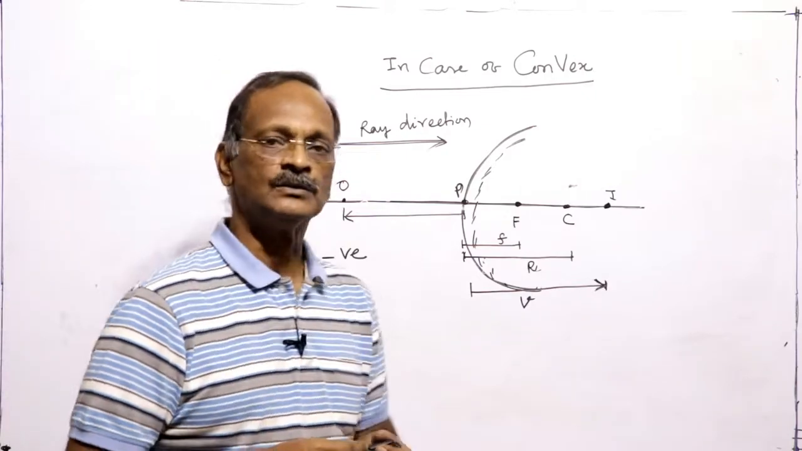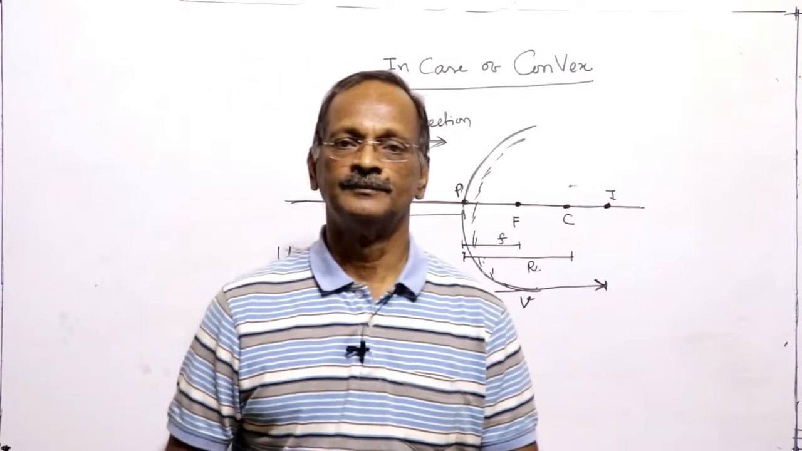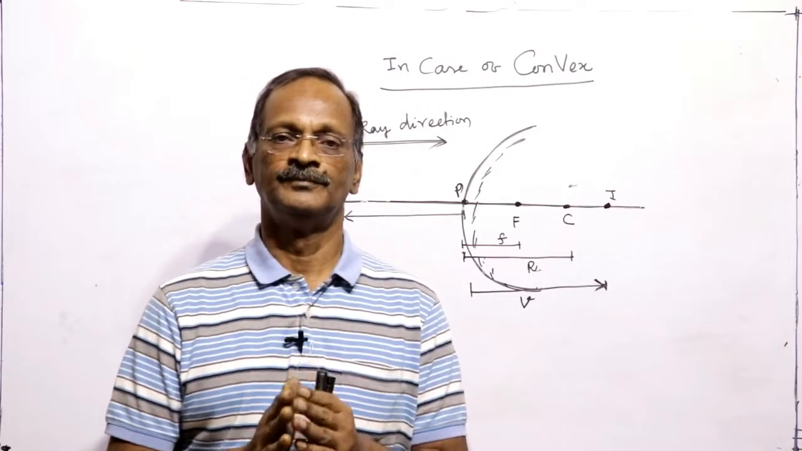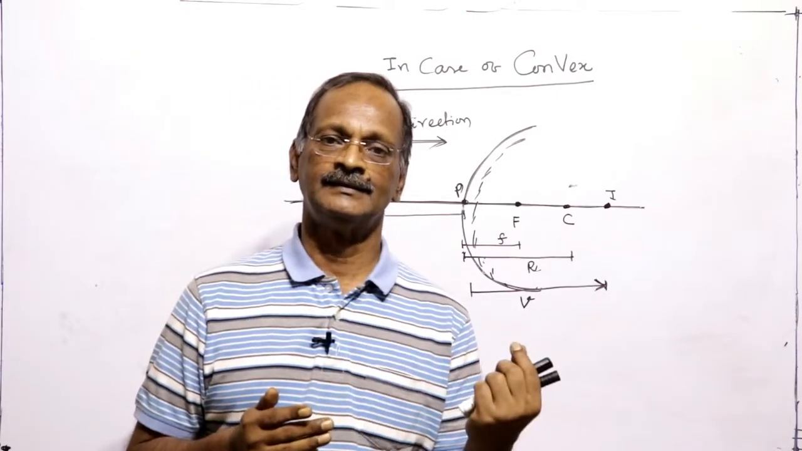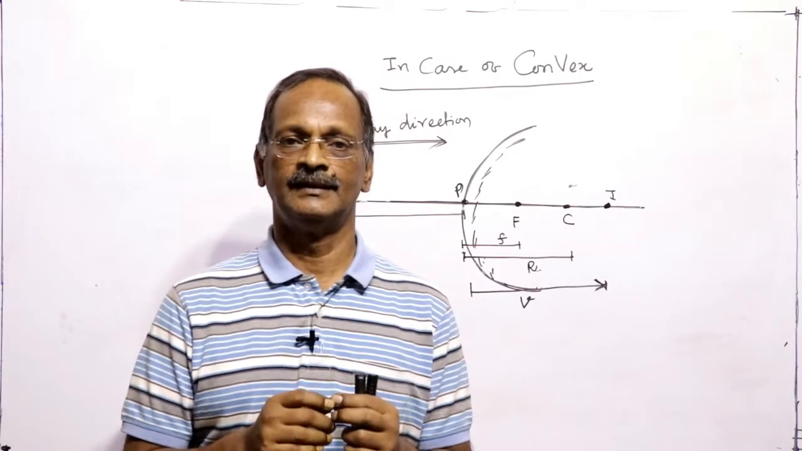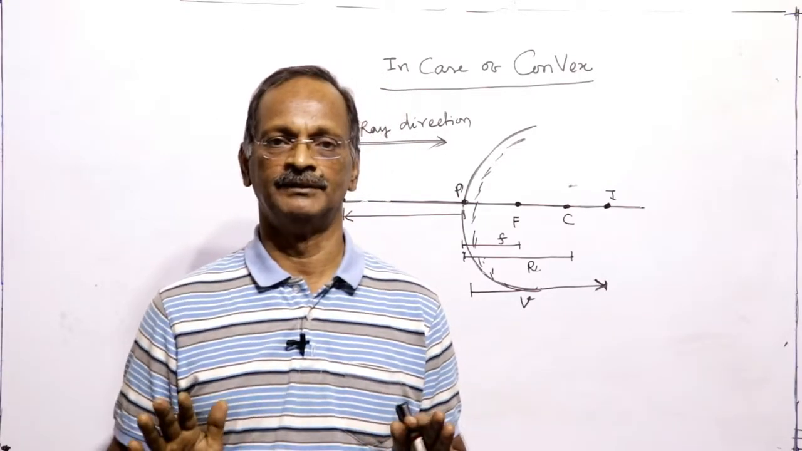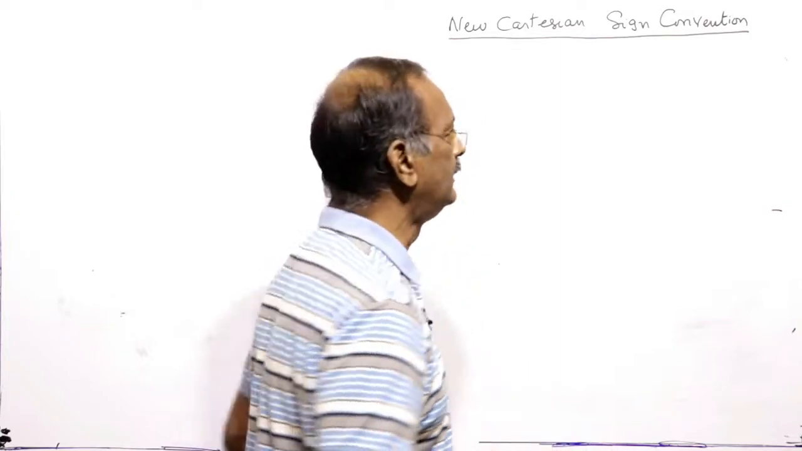So the distance is measured from the pole. If you go along the ray direction, it is positive. If you go against the ray direction, it is negative. Simple. Now, the height of the image.